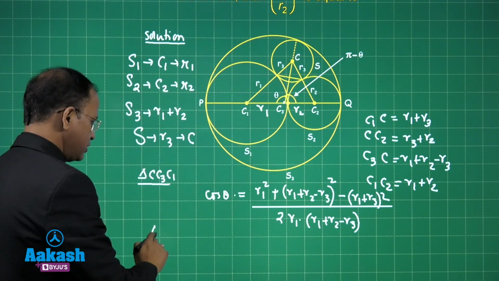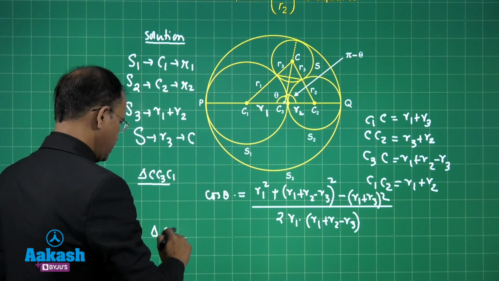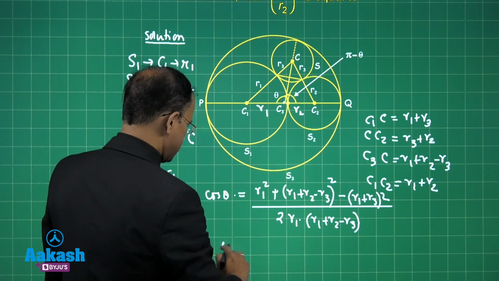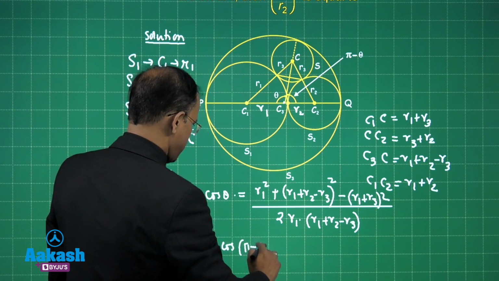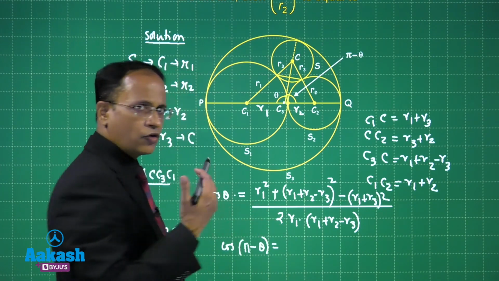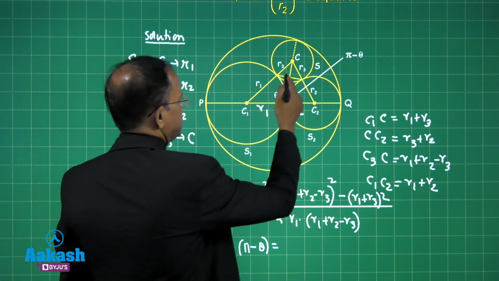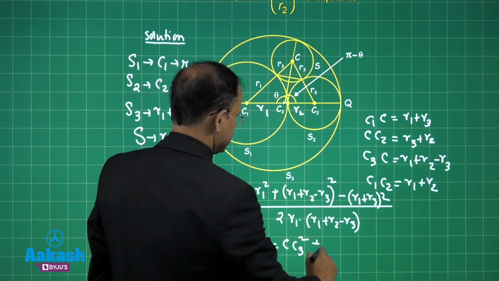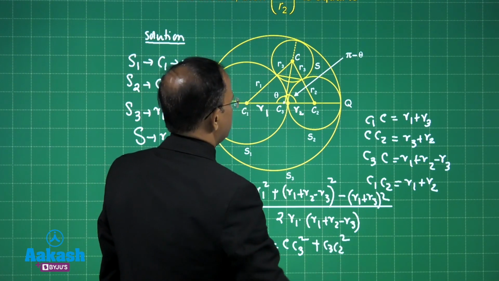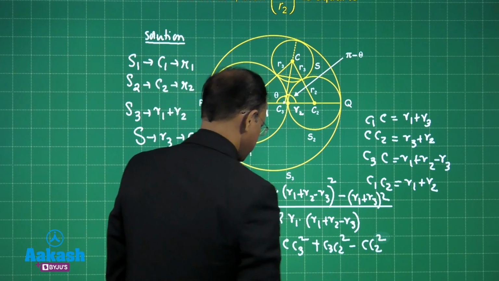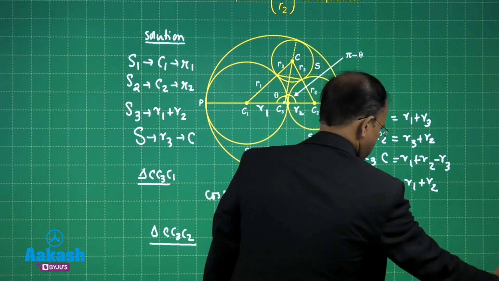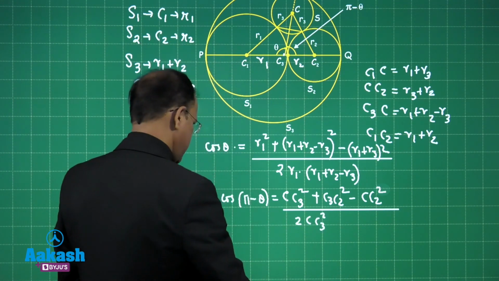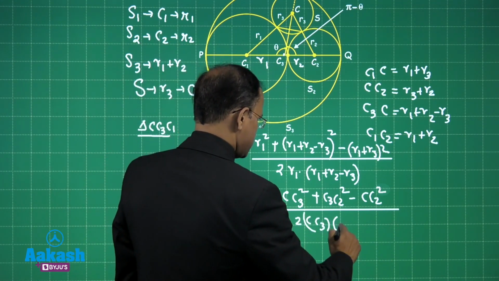Now, let us take triangle C, C3 and C2. Here we are taking cos of pi minus theta, which is nothing but minus of cos theta. So cos of pi minus theta is going to be C C3 square plus C3 C2 square, minus C C2 square, and again you have to divide it by twice of C C3 into C3 C2.